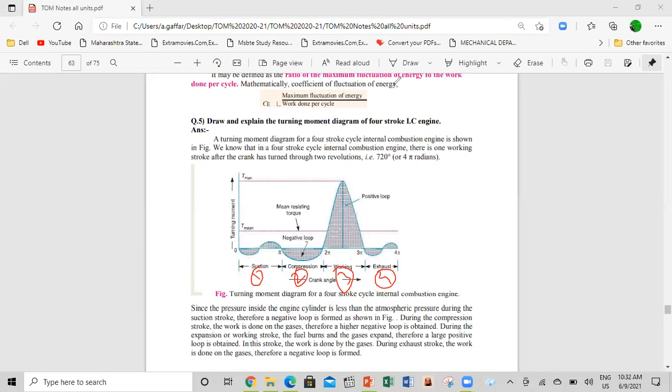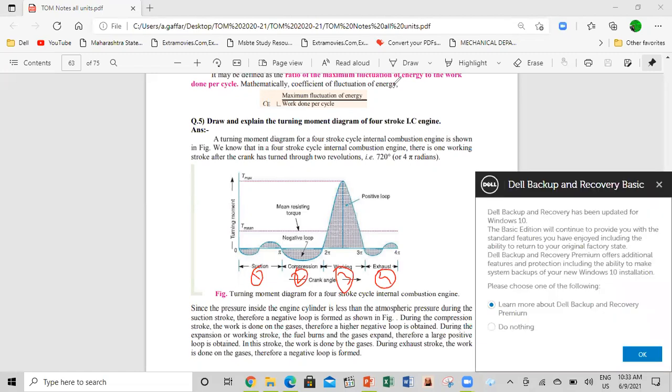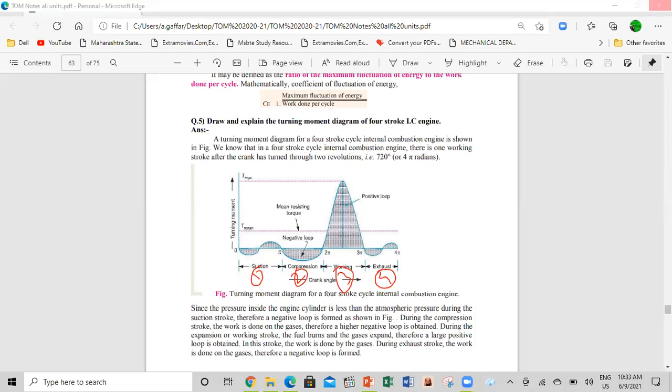Okay. But in the other three strokes, suction, compression, and exhaust, the engine requires external energy to perform these strokes. So this energy will be provided by the flywheel. And the extra energy generated in the working stroke or power stroke is absorbed or stored by the flywheel and supplied to the remaining three strokes to perform after the power stroke. Okay, you got it?